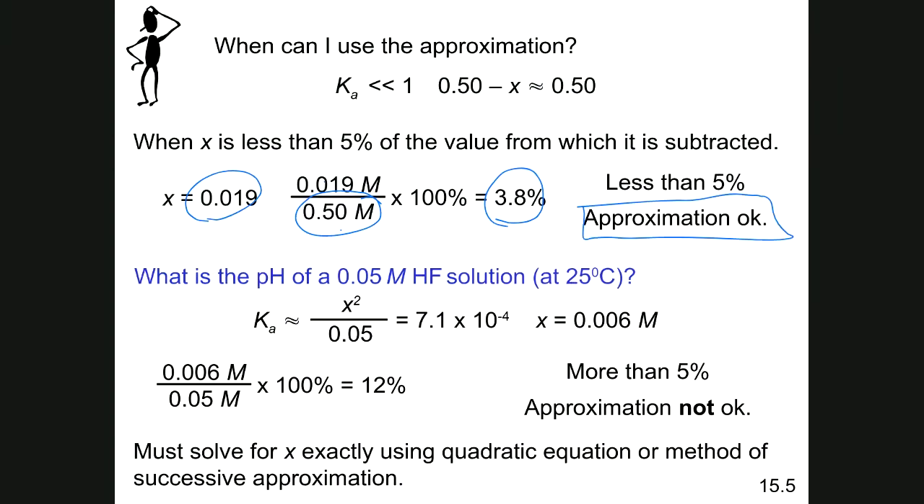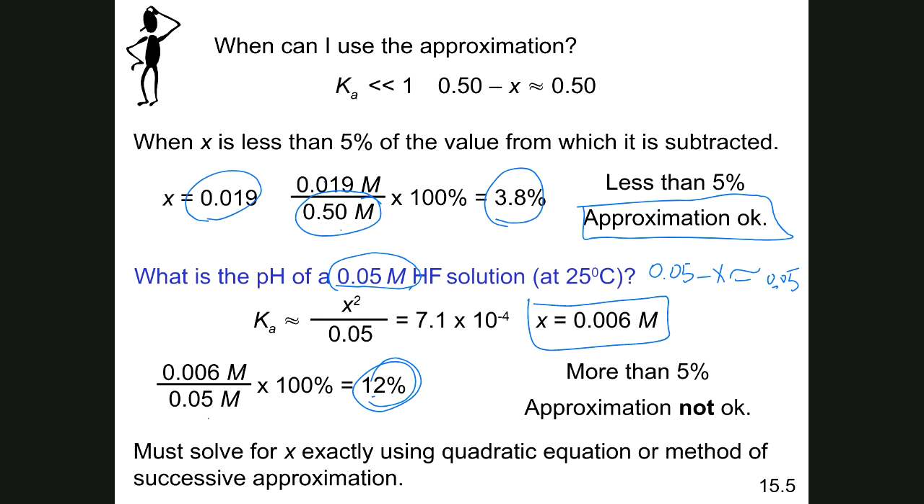Now, we have a different example here. You are going to use 0.05 molar instead of the 0.5 molar. You approximate 0.05 minus X to be like 0.05, and then you solve for X. When you solve for X, now you find the value for X. X over HA is greater than 5%. Your approximation is not okay.